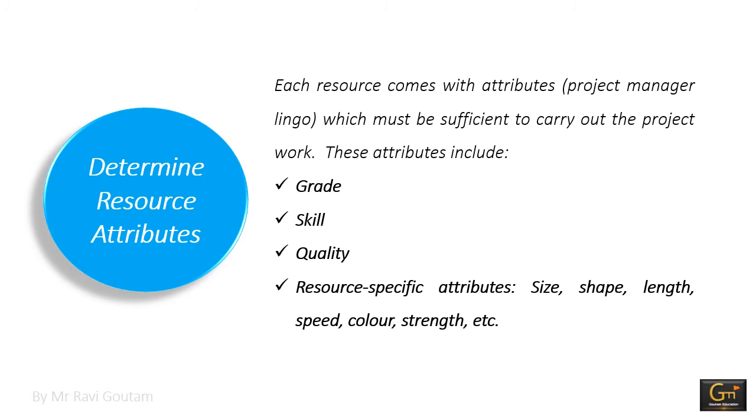Then resource specific attributes: size, shape, length, speed, color, strength, etc. Each resource has many specific attributes that define its function. For example, if the paint is supposed to be brown but a green paint arrives on the site, it is probably still high quality as well as a grade, yet not sufficient for the project.